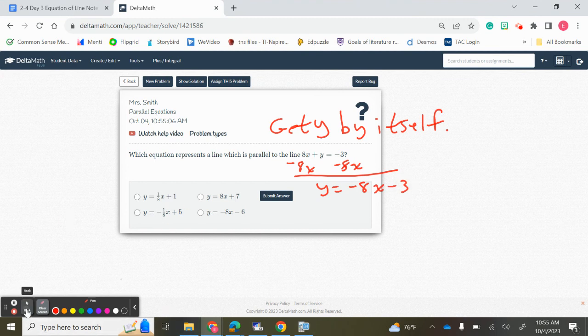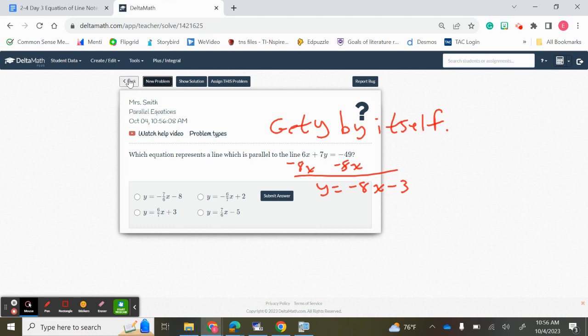Now looking at this, which one is going to be parallel to it? Parallel means same slope. Is it going to be this, this, this, or this? Which one? The last one right here? Yeah, that's going to be it. So that's what you need to do if they give you something in standard form. Get the y by itself first, okay? If you get an example where y has a number in front of it, you will have to divide that number, okay? There's no getting around that.